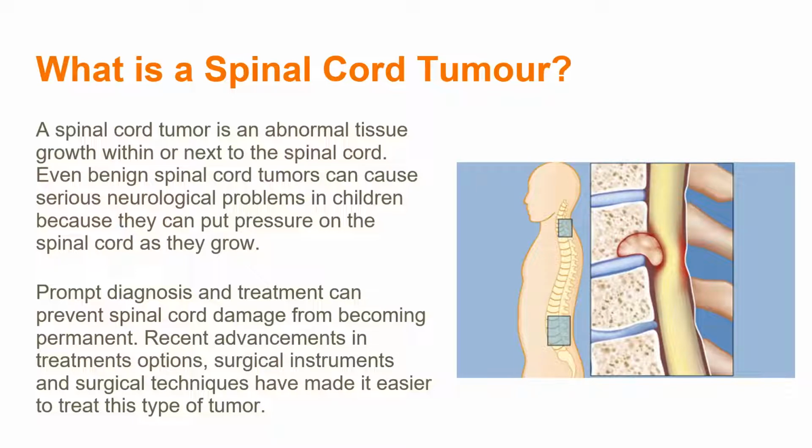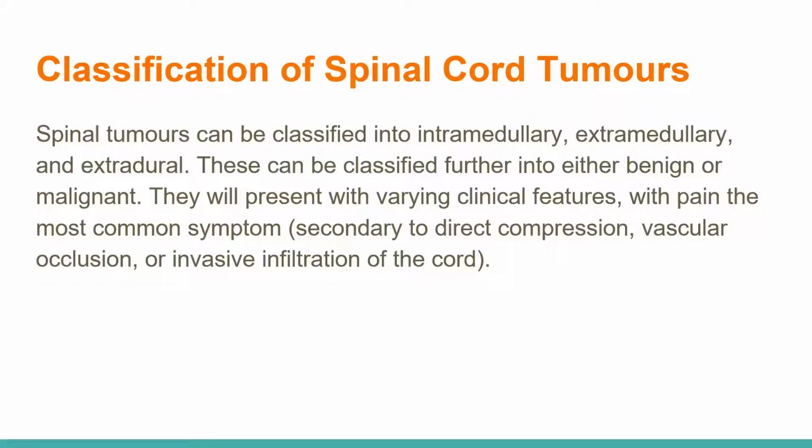Next, please. Classification of spinal cord tumors. Spinal tumors can be classified into intramedullary, extramedullary, and extradural. These can be classified further into either benign or malignant. They will present with varying clinical features, with pain the most common symptom, secondary to direct compression, vascular occlusion, or invasive infiltration of the cord. Next, please.